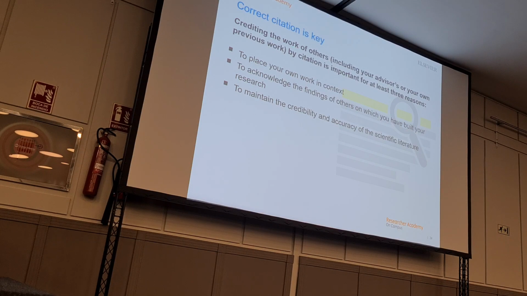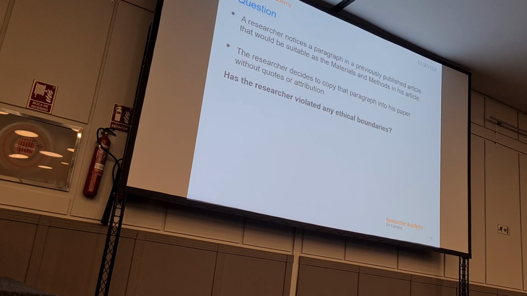Crediting the work of others, including other writers or your own previous work, by citation is important for at least 3 reasons. To place your own work in context, and to acknowledge the findings of others on which you have built your research, and to maintain the credibility and accuracy of the scientific literature, so that you can avoid plagiarism.